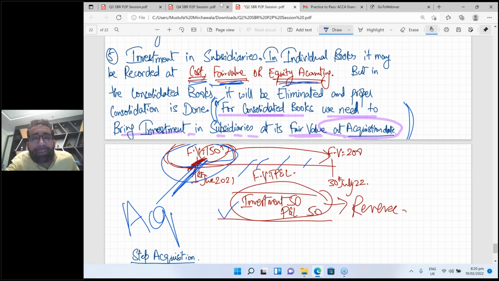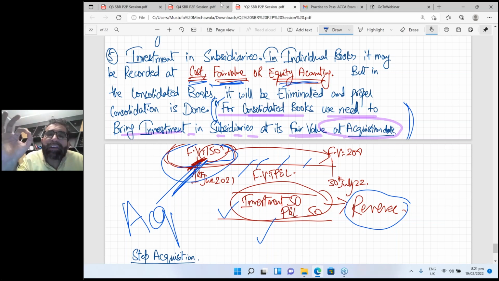And how will you bring this to fair value at acquisition date? By reversing. You need to reverse this entry, then only you can do consolidation. This is the requirement of IFRS 3: if in the individual books of the parent company you are doing fair value accounting, then whatever fair value changes you have booked after acquisition, you need to reverse for the purpose of consolidated books.